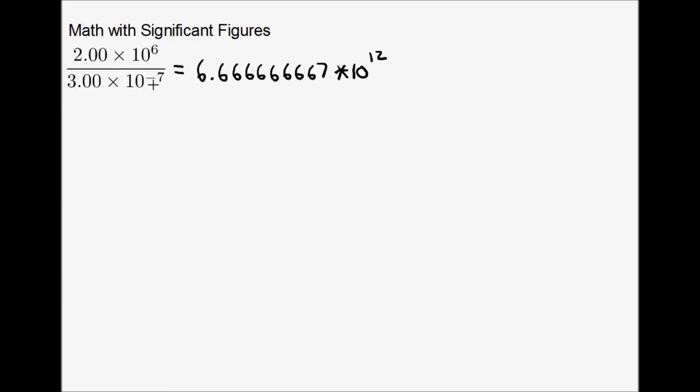Now, for rounding, this is just division. And remember, the times 10 to the whatever, those don't count for significant figures. I only look at the first number. So I have 3 significant figures, 3 significant figures. This needs 3. Round this there. 666, that rounds this up to a 7. So what do I get? I get 6.67 times 10 to the 12th power. So the power of 10 does not change. I just round off that first number.